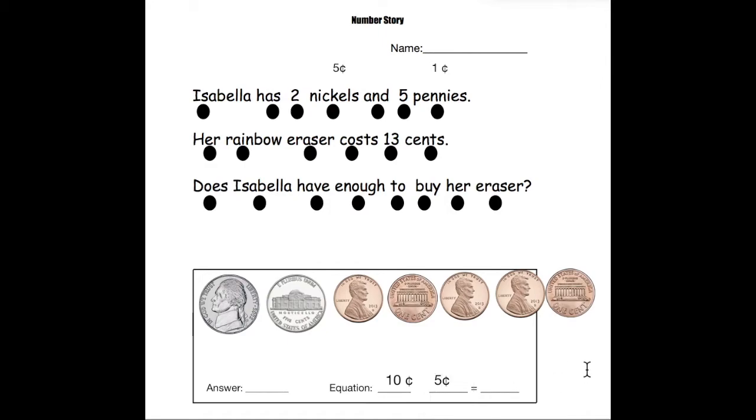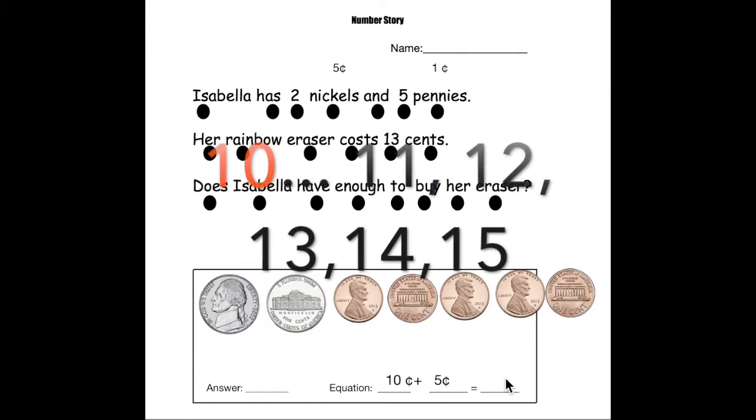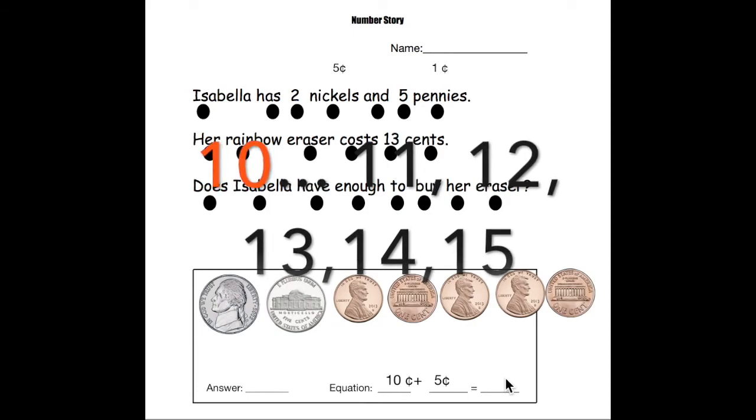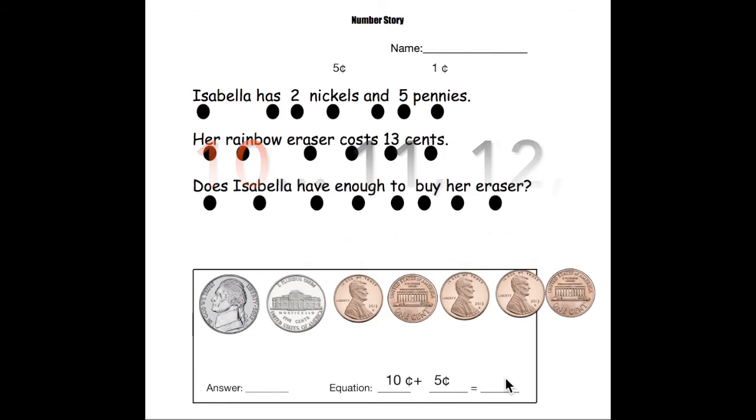Now, if I want to figure out how many total cents she has, I need to add them together. So I'm going to make sure my equation has a plus sign. So now I have 10 cents plus 5 cents. And I can do that by counting on 10, 11, 12, 13, 14, 15. So I know I have 15 cents.